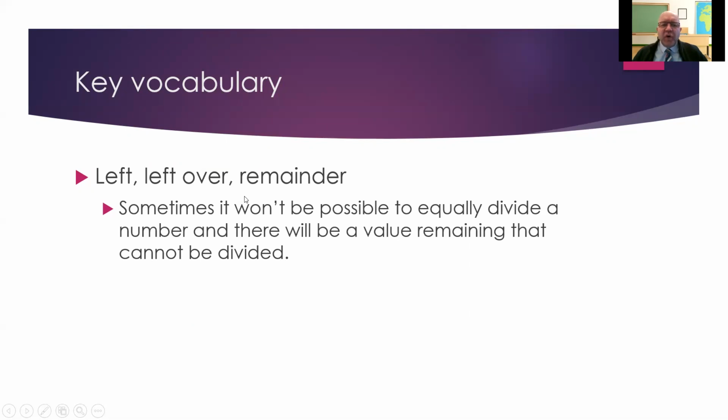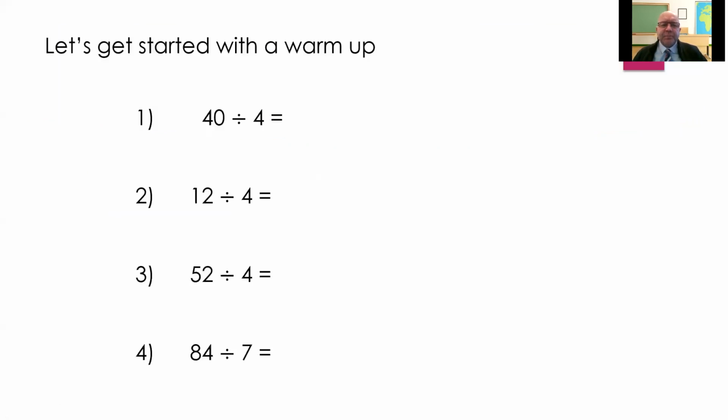Left, leftover, and remainder. Sometimes it won't be possible to equally divide a number, and there will be a value remaining that cannot be divided. A bit of leftovers. We call it a remainder. That's all it is. So if the number doesn't fit in perfectly and there's a bit left over, that's the remainder. So there's some of the language that we're going to be using over the next few lessons.